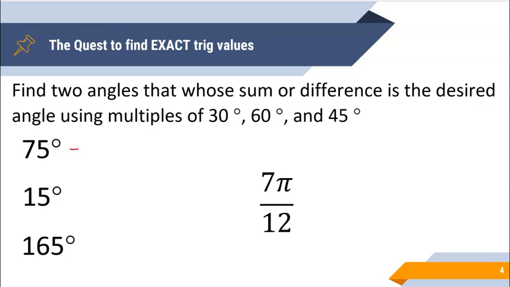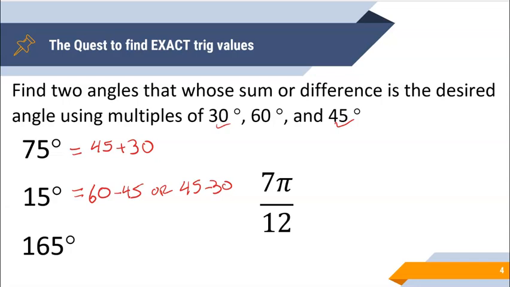Well, 75, I would use 45 plus 30, because 45 plus 30 is 75, and 45 and 30 are multiples of the things we're dealing with. 15 degrees, I might say that is 60 minus 45. That would work. Or I could have done even 45 minus 30, right? That would have given us 15 also.